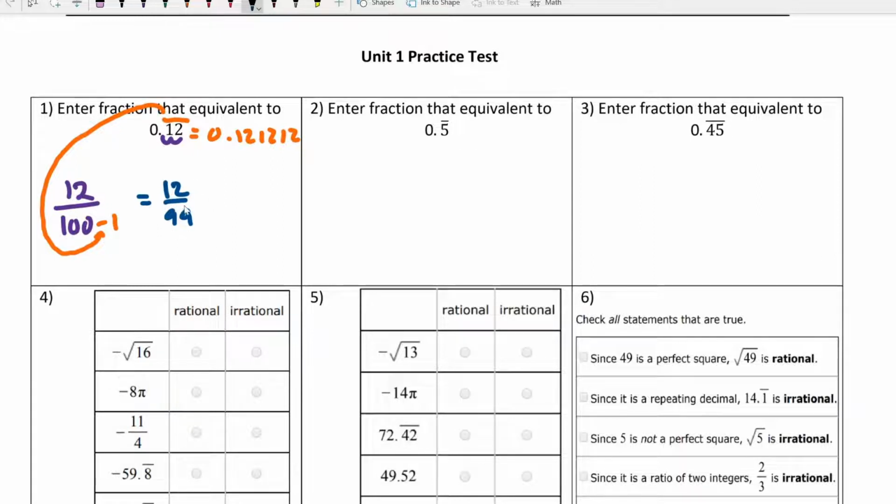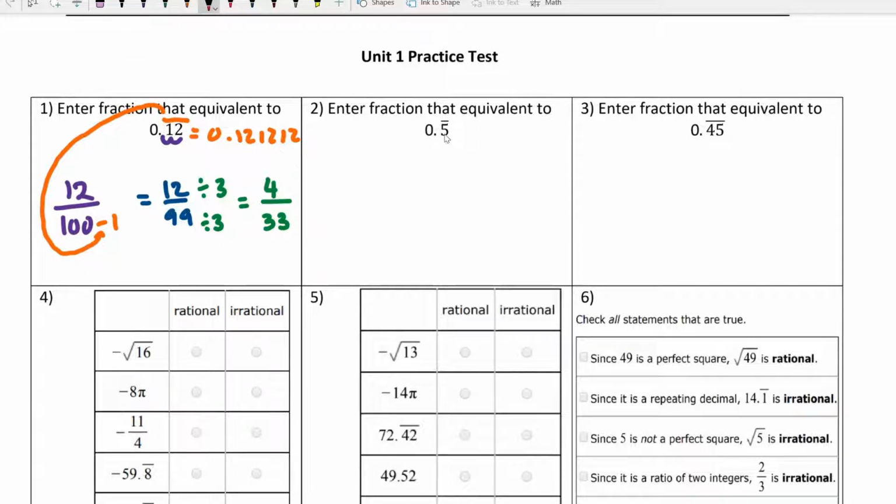Now you can go ahead and plug this into your calculator. You will see we end up with 0.12121212 forever. This is good, but it's not good enough. This fraction can be reduced, so you have to reduce the fraction to the lowest form. Reduce this by 3, and you will end up with 4 over 33. That's it.